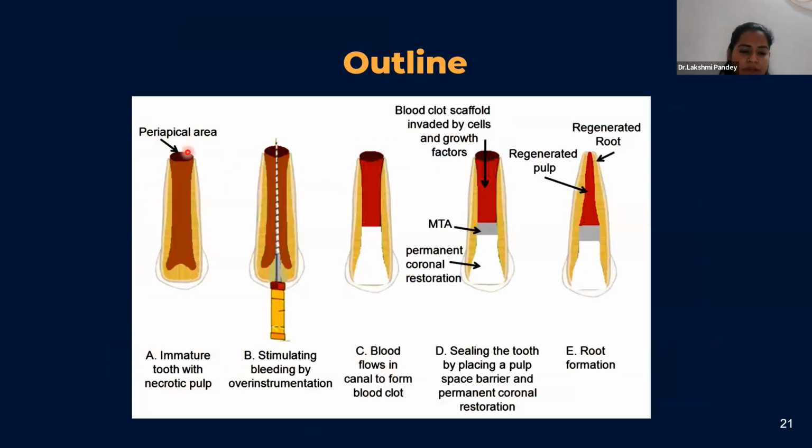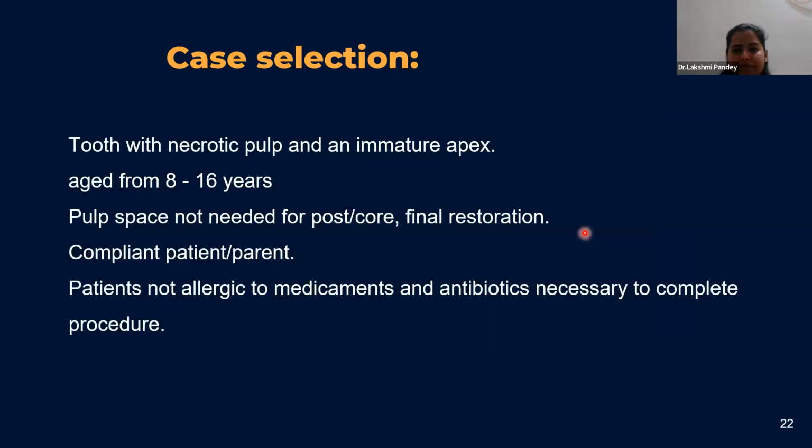As I have already shown in my case, you stimulate the bleeding, then blood flows into the canal and forms a clot. This clot will become the scaffold. On that, I place the PRP. Then root formation is seen. So now I'll explain each and everything theoretically.